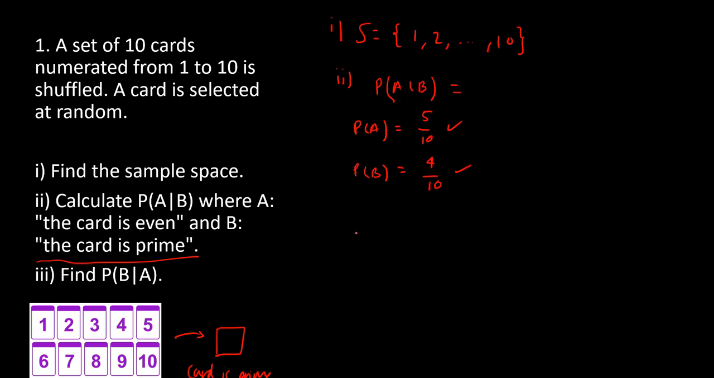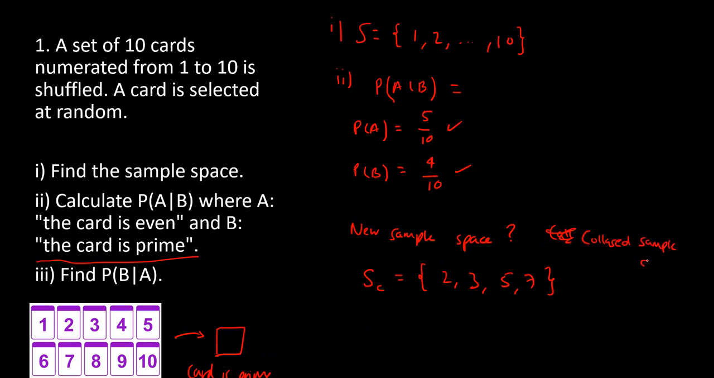So let's see. What is my new sample space? Once I know that the card is prime, then the collapsed sample space is going to be 2, 3, 5, and 7, which are all the primes between 1 and 10. This is my new sample space, or the collapsed sample space. This was the original sample space. This is the new sample space.